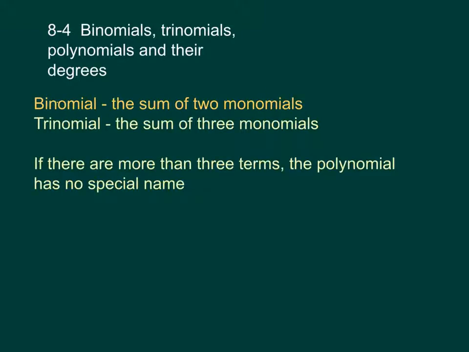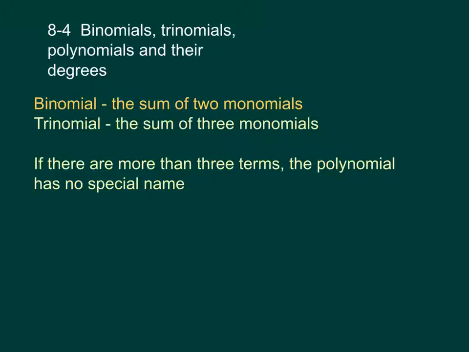A binomial is simply the sum of two monomials, and a trinomial is the sum of three monomials. And if there are more than three terms, then it's just called a polynomial and it has no special name. Polynomial is a general term. Binomial and trinomial are specific types of polynomials. So polynomial just means the sum of monomials, and binomial and trinomial are for a specific number of monomials. If that doesn't make a lot of sense, let's show a few examples here.